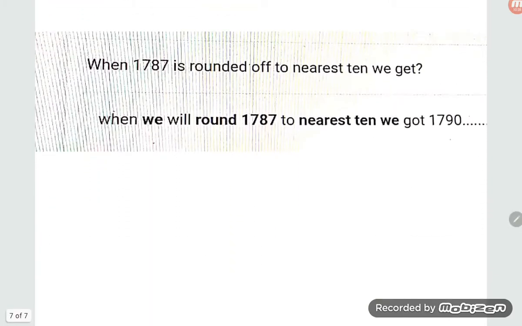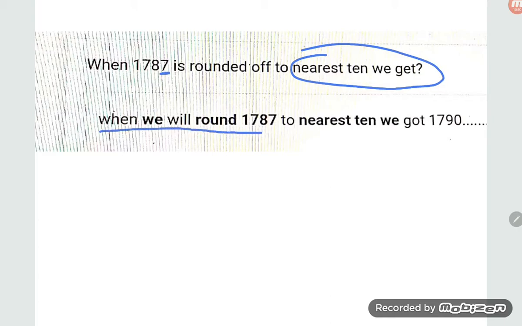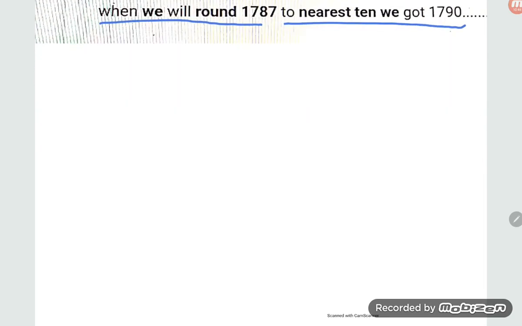When 1787 is rounded to the nearest 10, what will we get? Nearest 10, student, so this last digit we have to round to the nearest 10. So what will be there, student? When we round off 1780 to the nearest 10, it will be 1790. So this is all about significant figures.